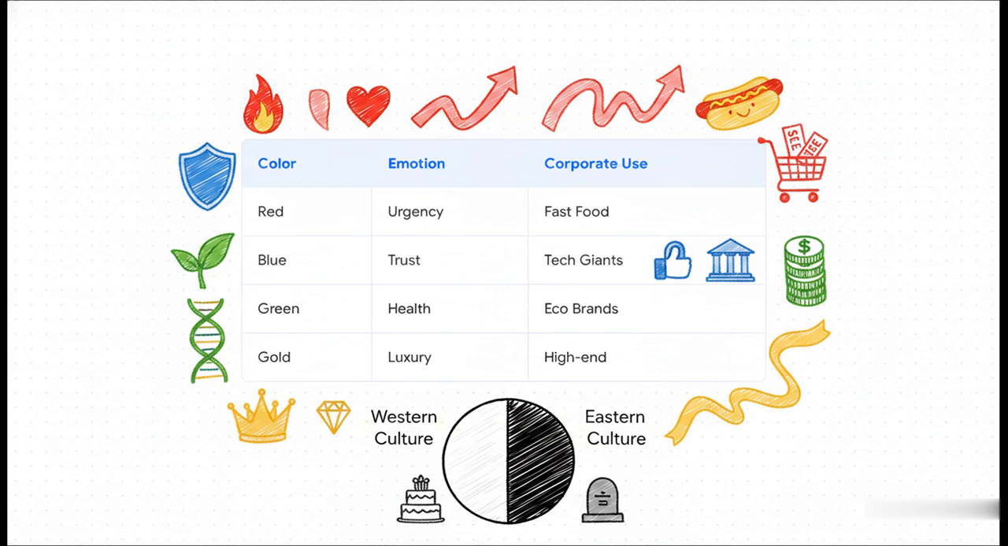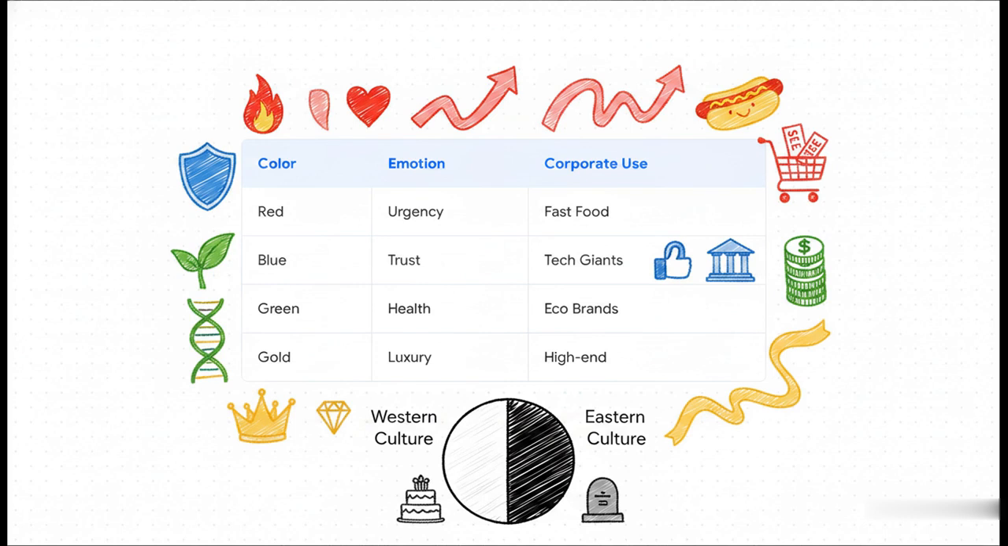Look at red. It triggers urgency, excitement, even appetite and higher heart rates, which is exactly why clearance sales and fast food chains use it constantly. Blue, on the other hand, signals trust, security, and calm, which is why practically every major bank, hospital, and tech giant like LinkedIn or Facebook dominates in blue. Green naturally communicates health, nature, and financial prosperity. Gold expresses prestige and luxury.